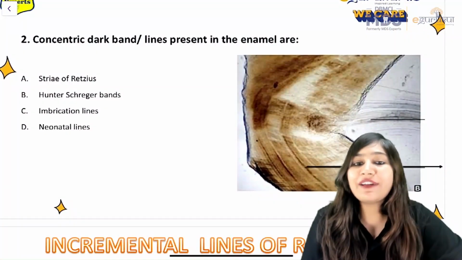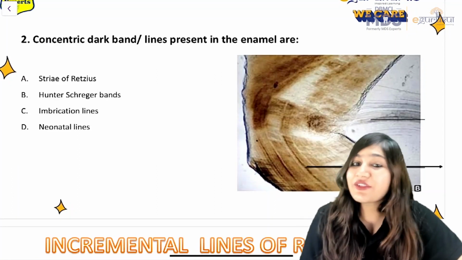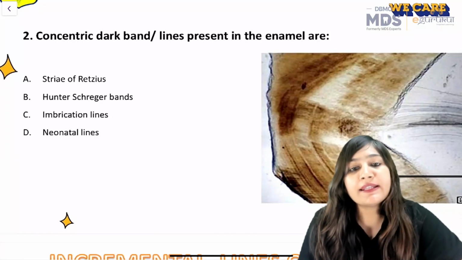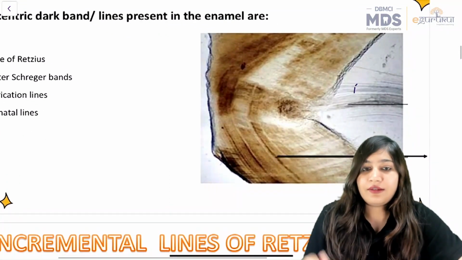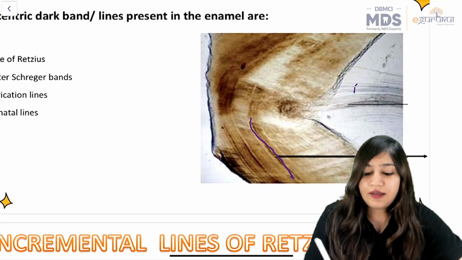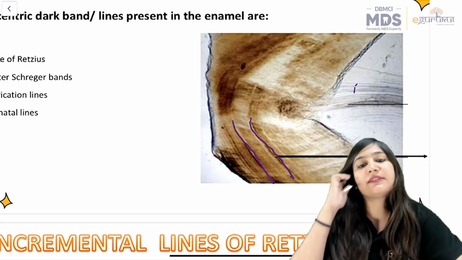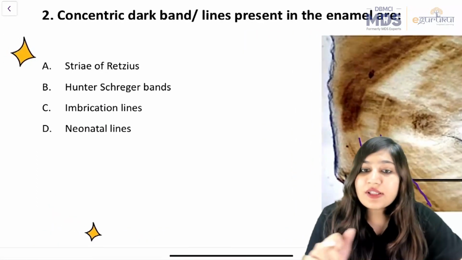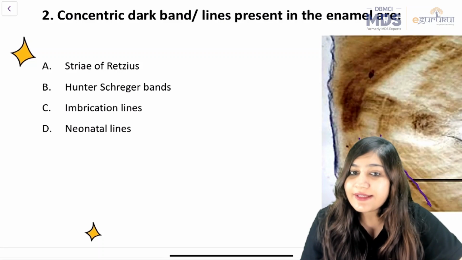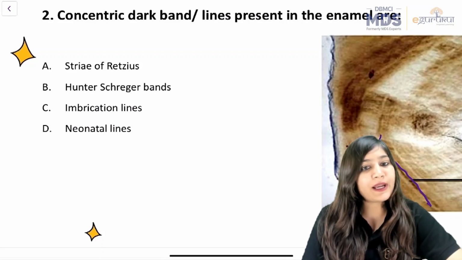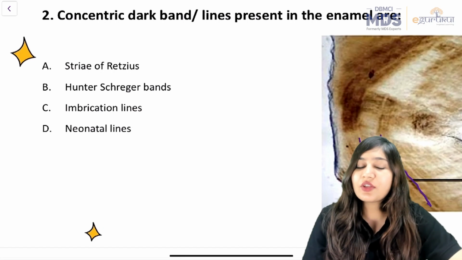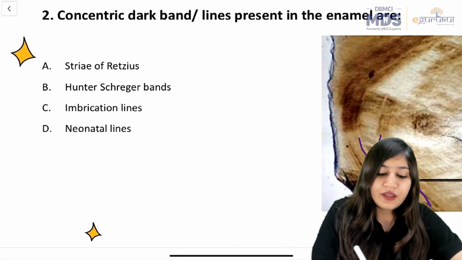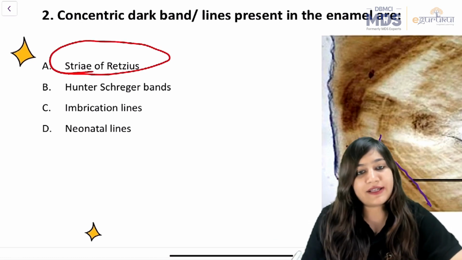Now coming to our second question, which is from enamel. Concentric dark bands or lines present in enamel. Here you can see these are the dark lines which are present in enamel. These are concentric lines. Which are the concentric lines? Are they striae of Retzius, Hunter-Schreger bands, imbrication lines, or neonatal lines? These are mainly striae of Retzius.